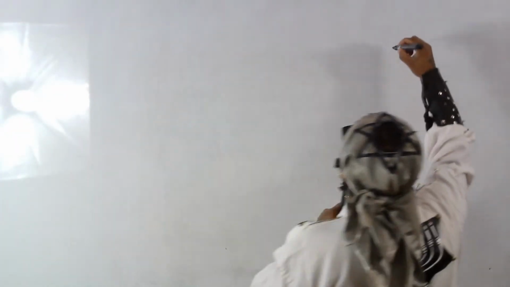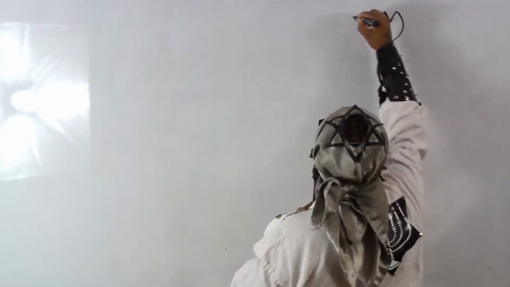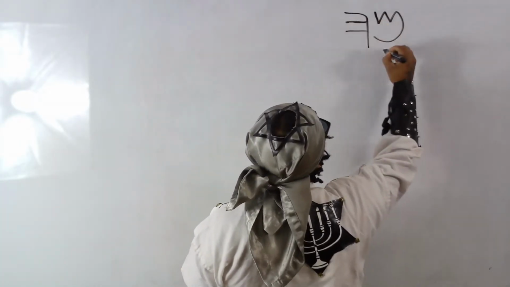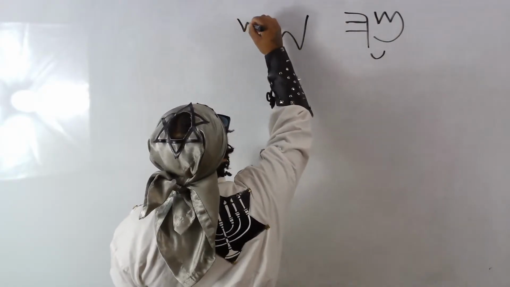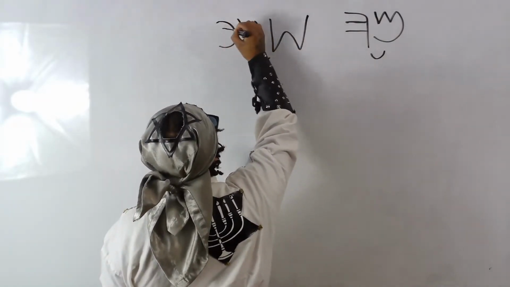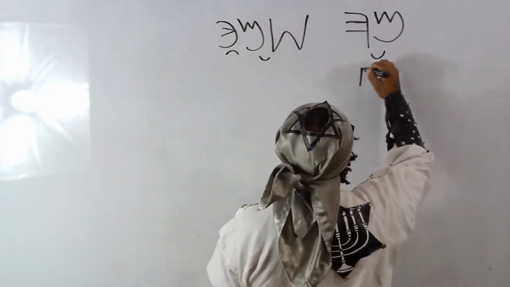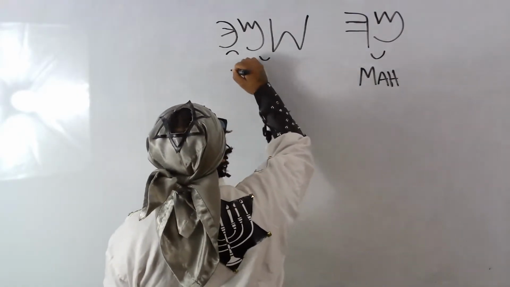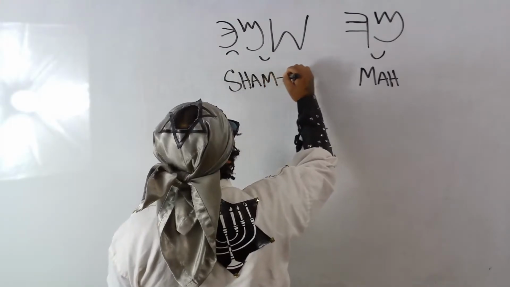You say Ma Shumka. Ma, character Ma and the character Ha connected. Shum. Shin, Ma connected, and Ka at the end for your. You or your. Ma Shumka. All right. Ma Shumka.